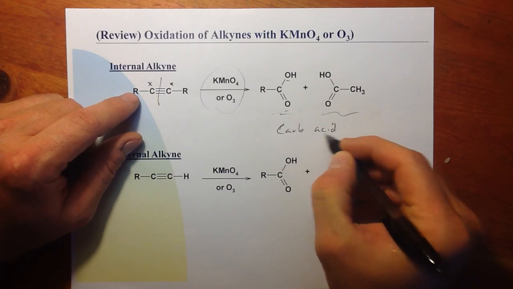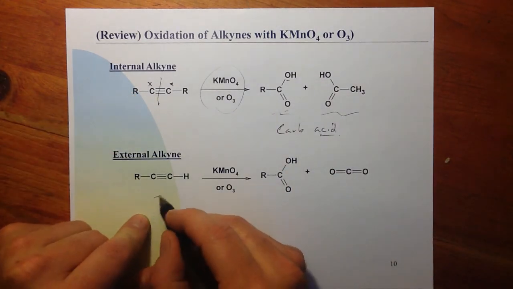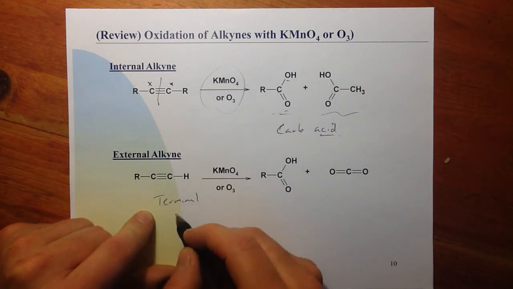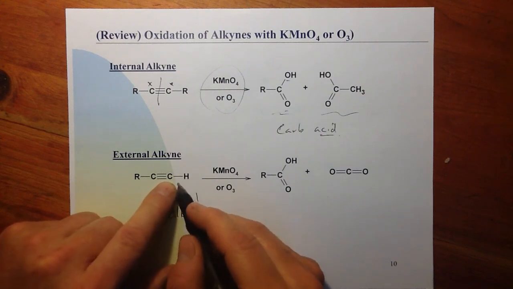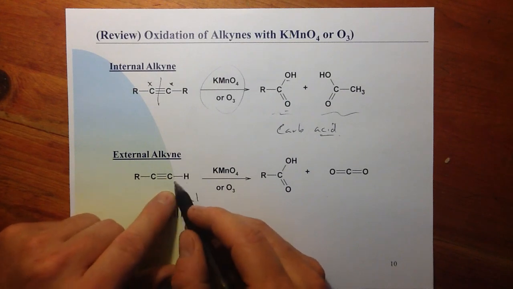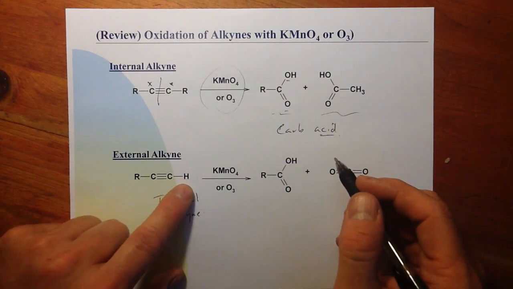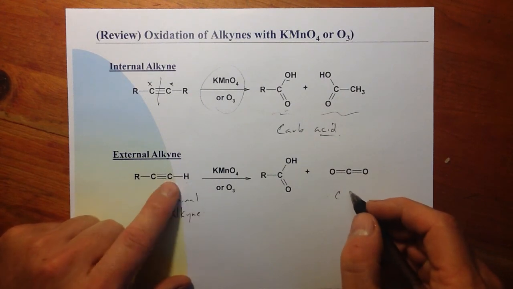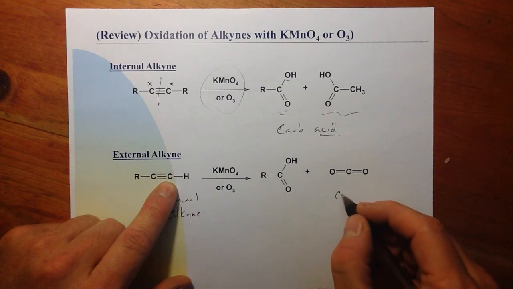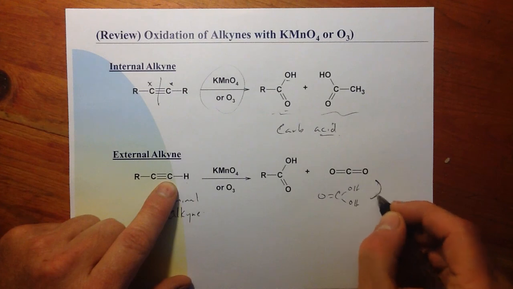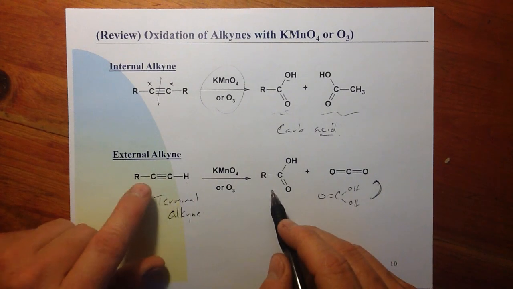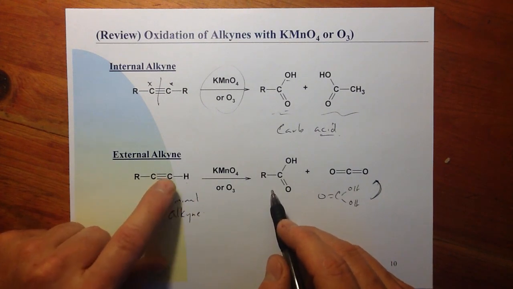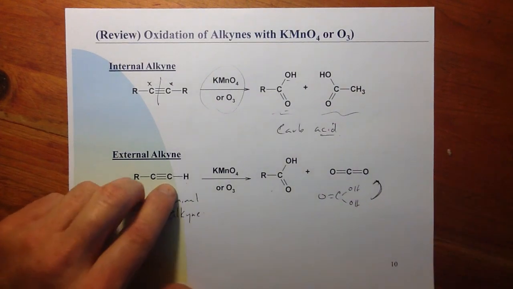And in the presence of a terminal alkyne, terminal meaning we have an end carbon connected to a hydrogen. This is a terminal alkyne that ends at this carbon; we have just a hydrogen off of it. You're going to get CO2, not your carboxylic acid, with this carbon here. You get your carbonic acid, but again that would break down to CO2. So we get the carboxylic acid with this carbon on the left, but we get carbon dioxide with this carbon on the right.